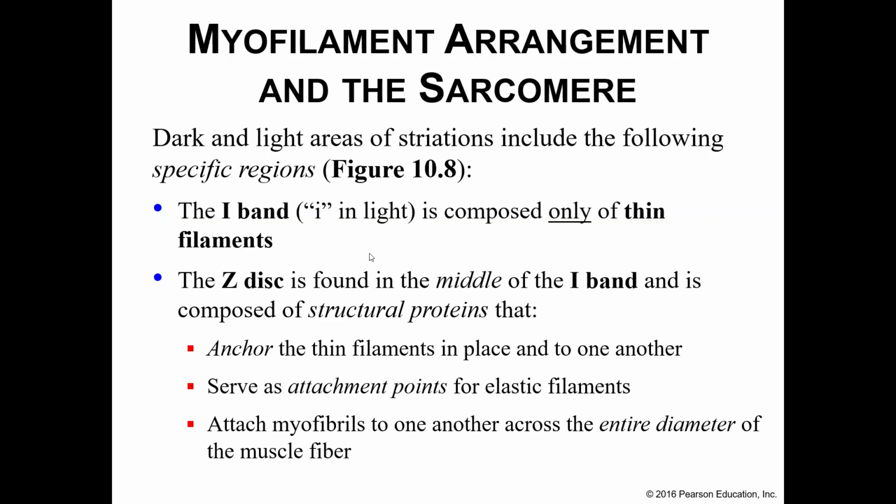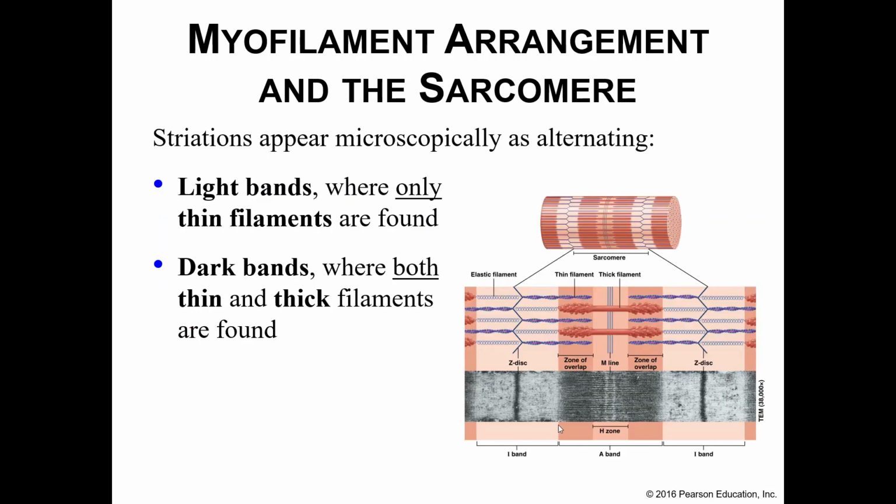In the middle, you have a Z disc. If we go back to our picture, in the middle of this I band, this light band, we've got this dark line. This is your Z disc. If we go up, you'll notice that we've only got thin filaments here. We've got no thick filaments. These structural proteins in the middle here provide the Z disc with a little bit darker of an appearance, but these regions of thin filaments only, it's that lighter color.